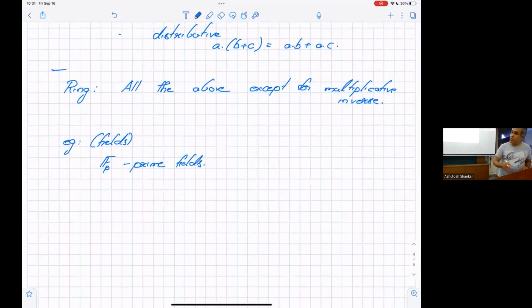Now, if you work with larger fields, you would have seen that the only sizes of finite fields are prime powers. I will not prove this fact. So they are of the form F_q, where q is p to the r, p is prime, and r is a positive integer.